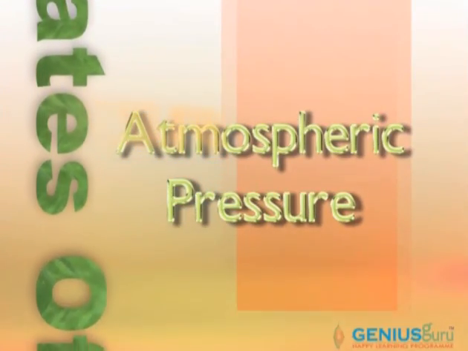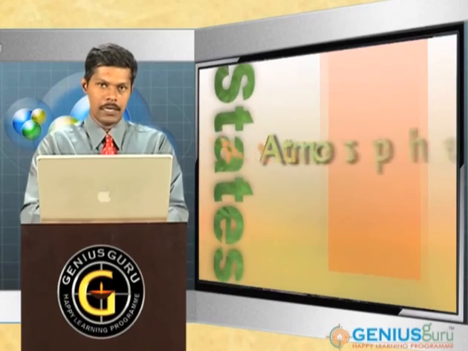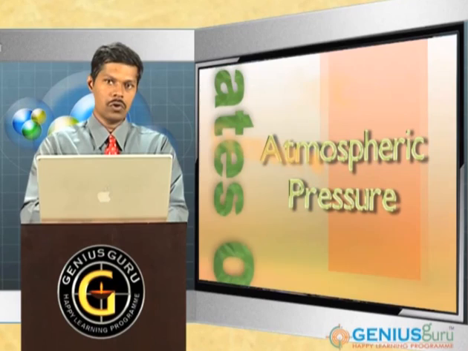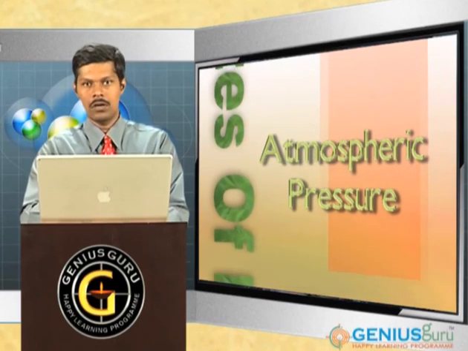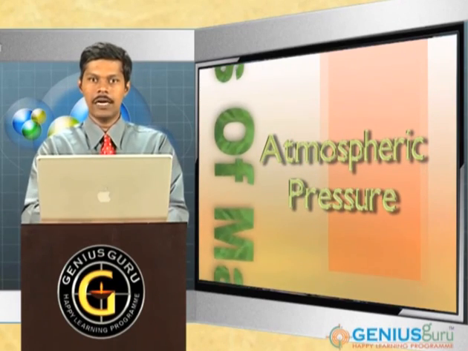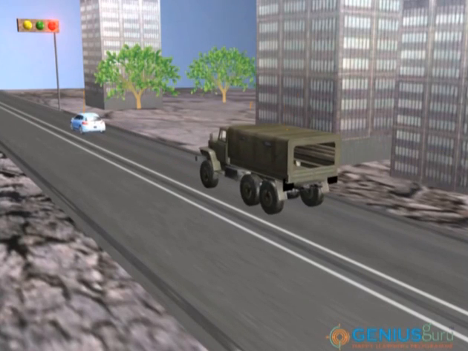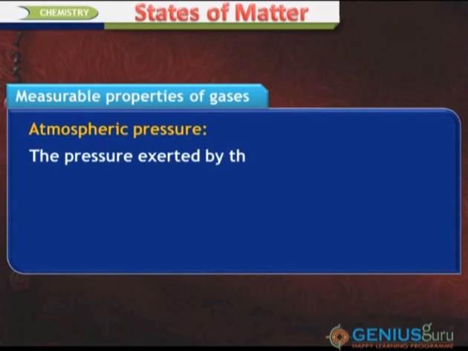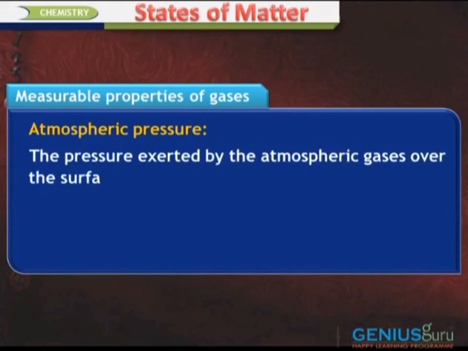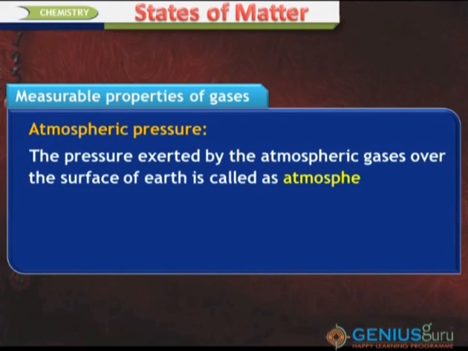What is meant by atmospheric pressure? We know that the atmosphere also exerts some pressure on the objects which are present in the atmosphere. So whatever object you take in the atmosphere, the atmosphere exerts some pressure on it. This amount of pressure exerted by the atmosphere is known as the atmospheric pressure. Therefore, the pressure exerted by the atmospheric gases over the surface of the earth is called the atmospheric pressure.